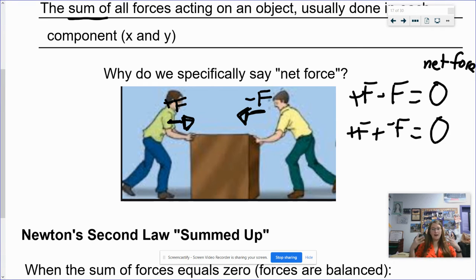So that's what we mean by net force. Even though forces are acting on this box, our net force is 0. So this box is not going to accelerate. We only accelerate if we have a net force. And again, this would be a case where this box isn't going to be moving at all. It's not going to have any acceleration.